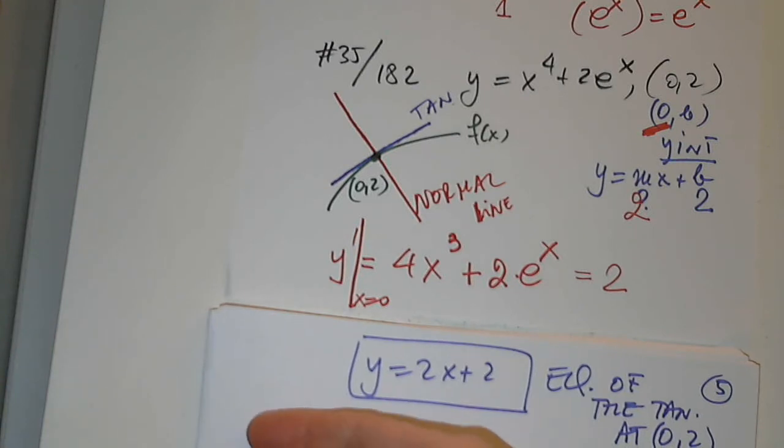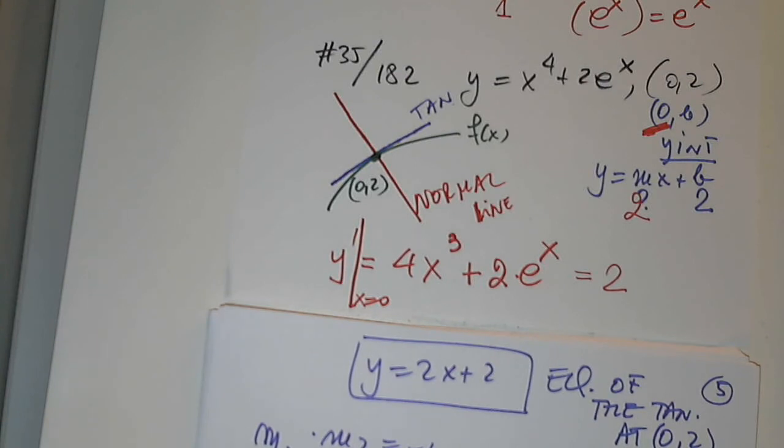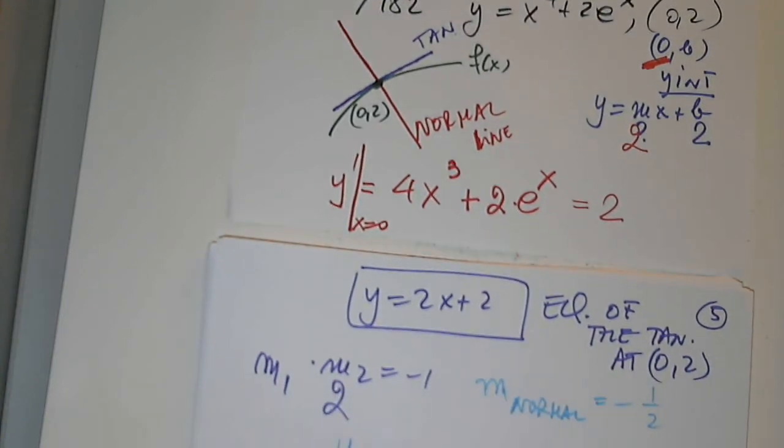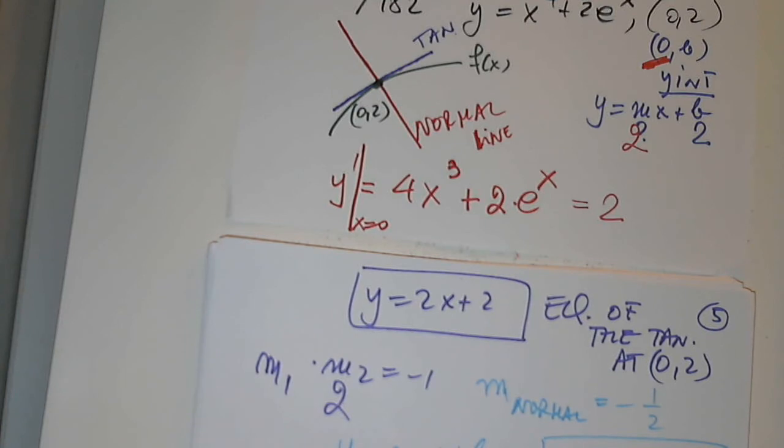So what will you say if you don't use this? What is the slope of the normal line? The negative multiplicative inverse of 2 is? That's it. So all I have to do now, write y equals mx plus b, where b is still 2, and the slope this time is -1/2. So y equals -1/2 x plus 2 is the equation of the normal line at 0, comma 2.